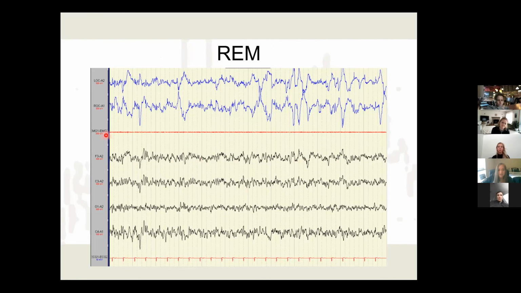The main point in here is you have muscle atonia during REM sleep. So you're not going to see any muscle activity in those chin electrodes. And then you're going to see the eyes almost look like they're blinking. So you might think that they're awake, but they're not. These are just rapid eye movements that occur during REM sleep.